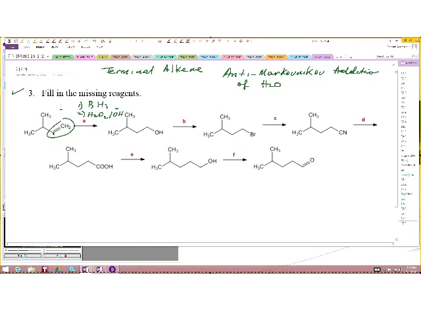Okay. In this case, anti-Markovnikov simply means that the hydrogen goes to the carbon that has less hydrogen, so the hydrogen goes here, okay, and then the hydroxyl goes to the other carbon. Okay, so now we want to go from a primary alcohol to a primary alkyl bromide. What reagent do we need? PBr3, okay?